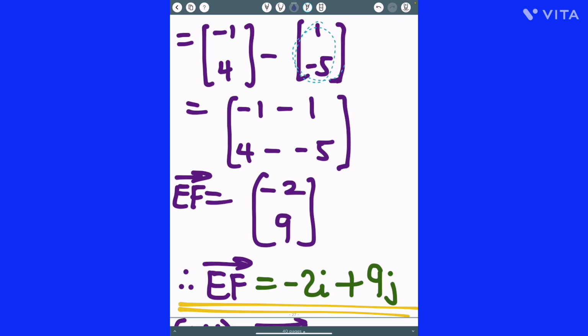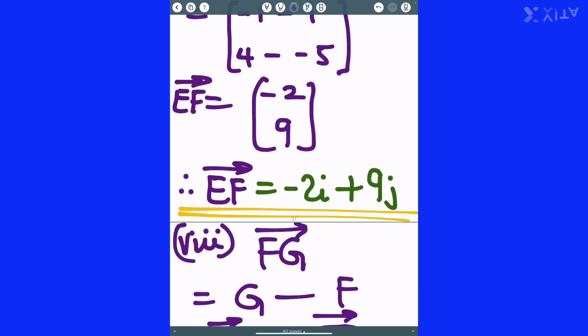I'll do the same thing to the second vector. So that will give me minus 1 minus 1, which is minus 2. Then 4 minus 5 is 4 plus 5, which is 9. So my vector EF is minus 2i plus 9j.